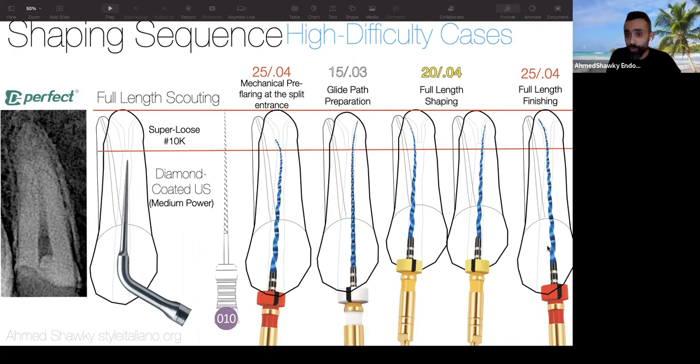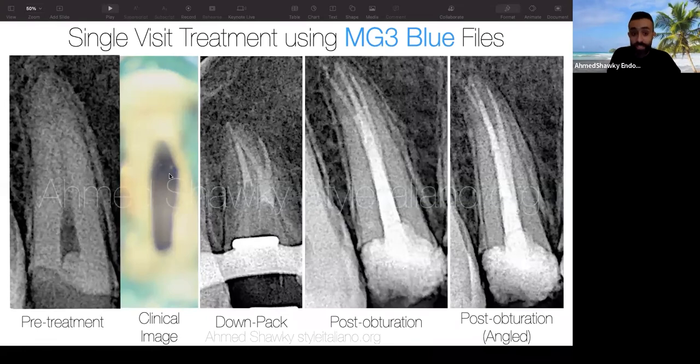Why didn't I go to 25-06? Anatomy. I cannot fight with anatomy. I saw that this is the perfect size to reach in this highly difficult situation. And we can here see the orifices deeper in the root canal. We can see the down pack. We can see the obturation in two angulations. So don't worry about the anatomy. If the anatomy is very difficult, you can shape it with proper selection of your alloy. And in these cases, I prefer the emergency blue.